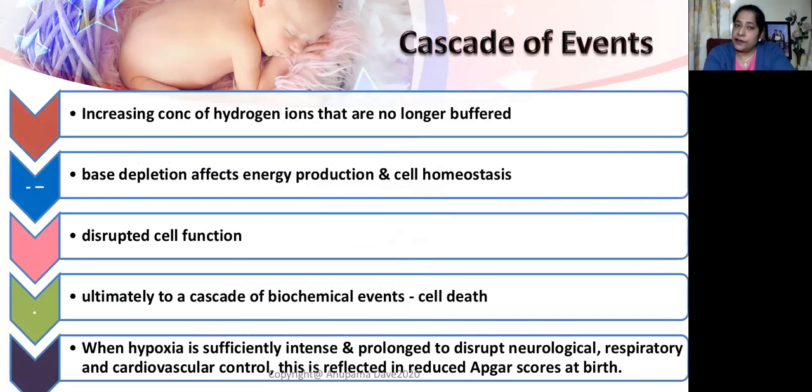So the cascade of events which occur: increasing concentration of hydrogen ions, which are now no longer buffered; base depletion, which affects energy production and cell homeostasis. All this results in disrupted cell function, which ultimately leads to cell death. When hypoxia is sufficiently intense and prolonged to disrupt neurological, respiratory, and cardiovascular control, then only it would be reflected in reduced Apgar scores at birth.